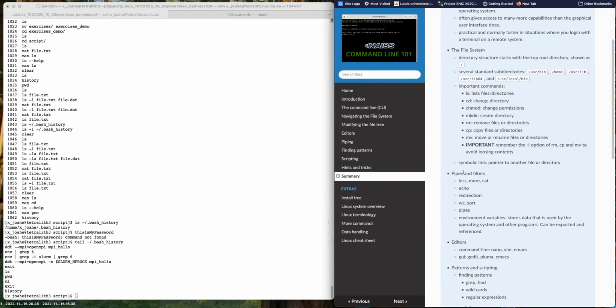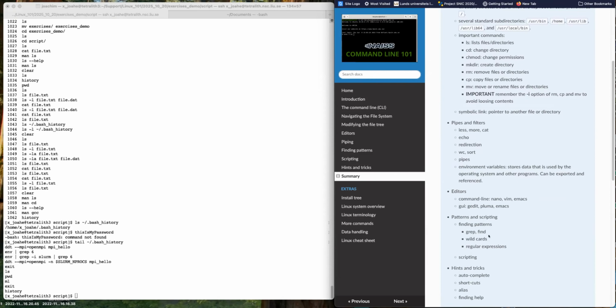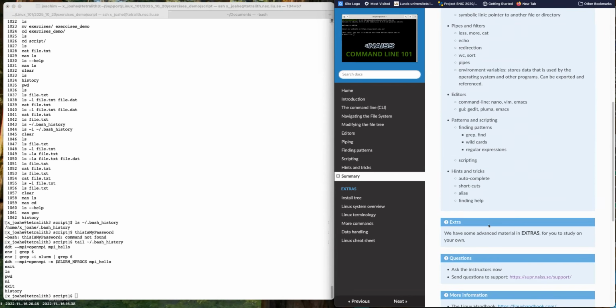We showed a bit about pipes and filtering. We discussed editors. So the most important, if you don't know anything else, nano is a good starting point. We discussed patterns and finding, and that's us.